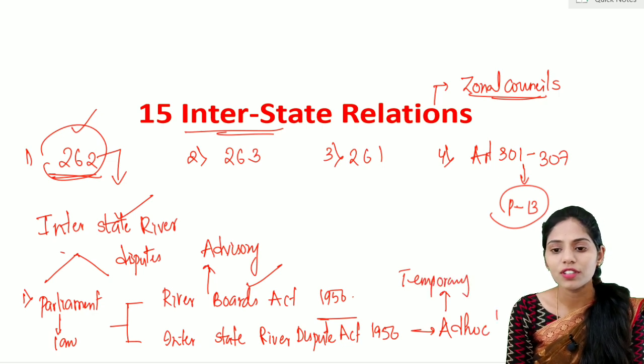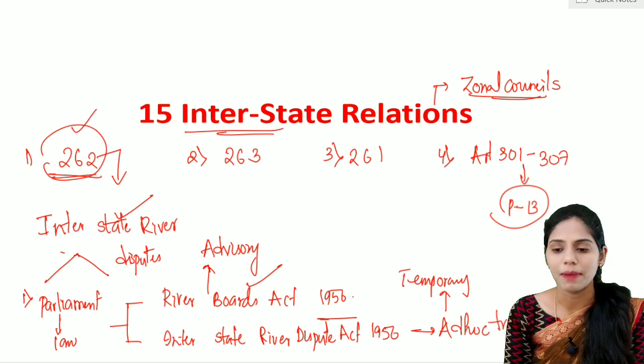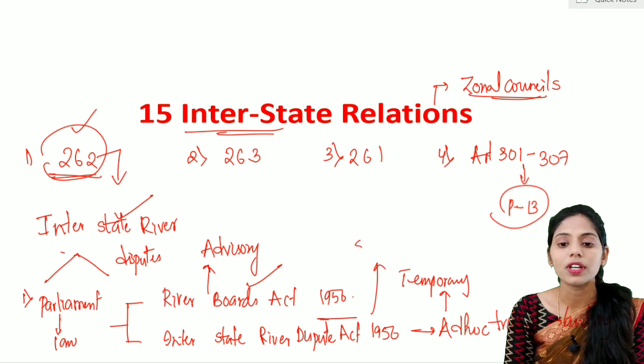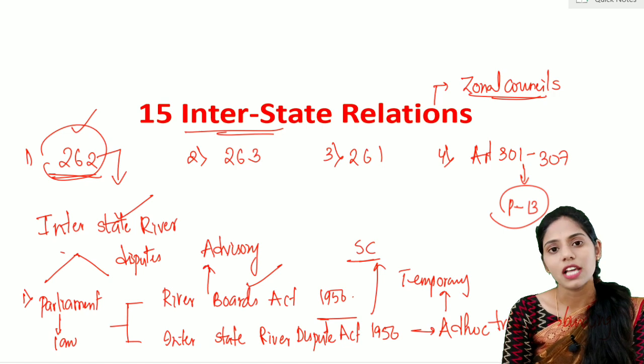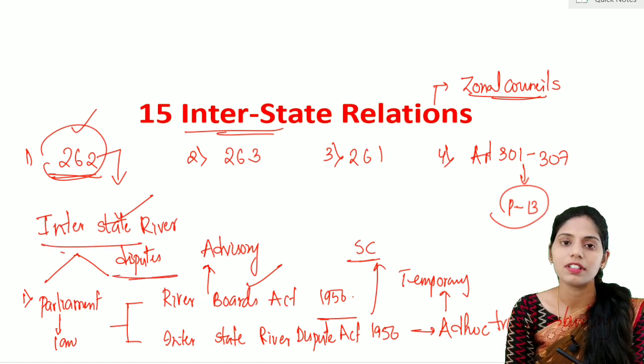Whenever an award is given by this ad hoc tribunal, it is binding on the parties. And the second important provision under this Interstate River Dispute Act is that the Supreme Court is barred. The Supreme Court should not enter into the award which is given by this tribunal. So this is about the interstate river dispute.